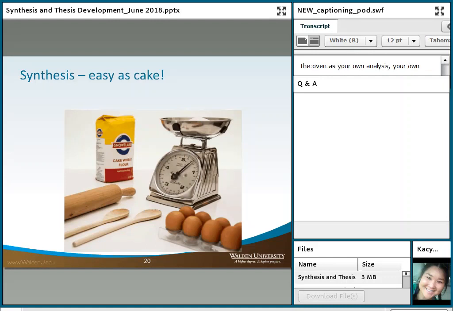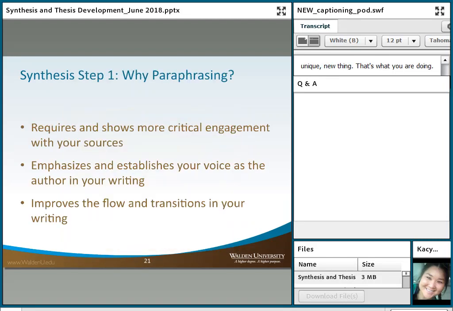So one of our instructors considered it as making a cake, right? When you're making a cake, you've got lots of different items. You've got eggs, flour, sugar. If you're like me, you have a box mix and some oil and eggs and maybe some water. And these are all separate things. But when you put them together and you put them in the oven, so think of the oven as your own analysis, as your own processing of all that information, it comes out with something brand new.